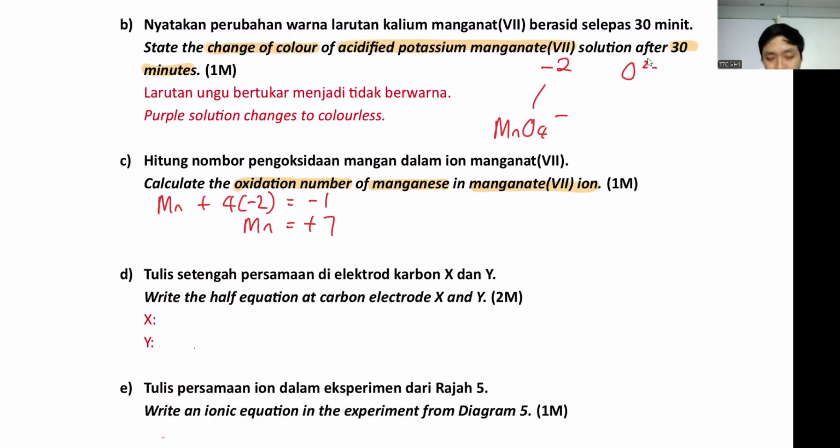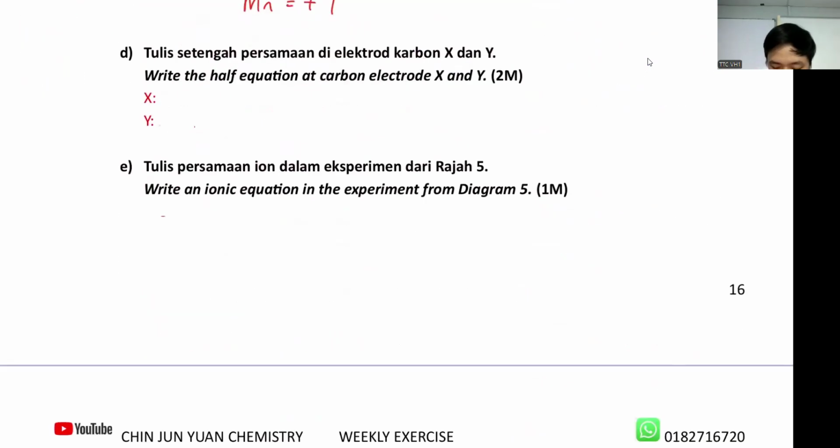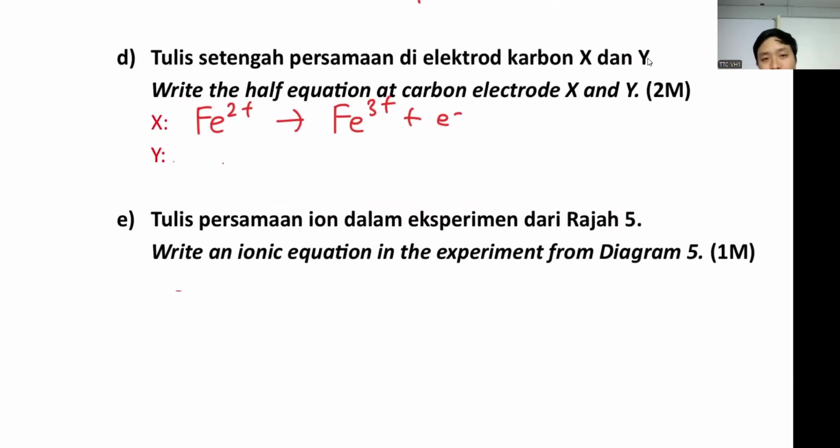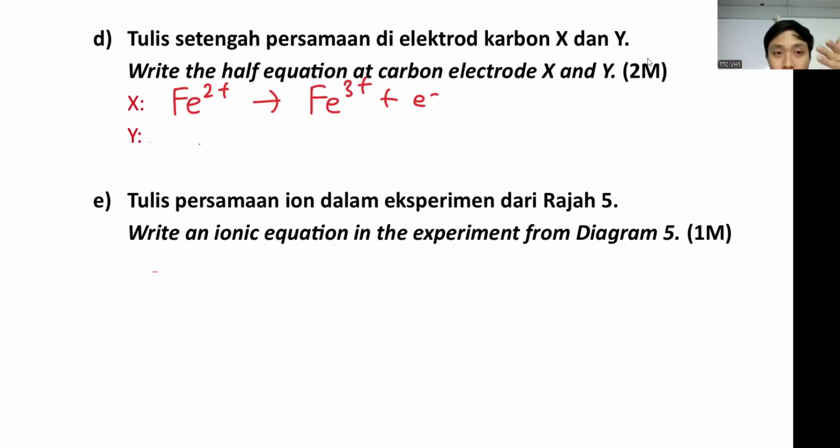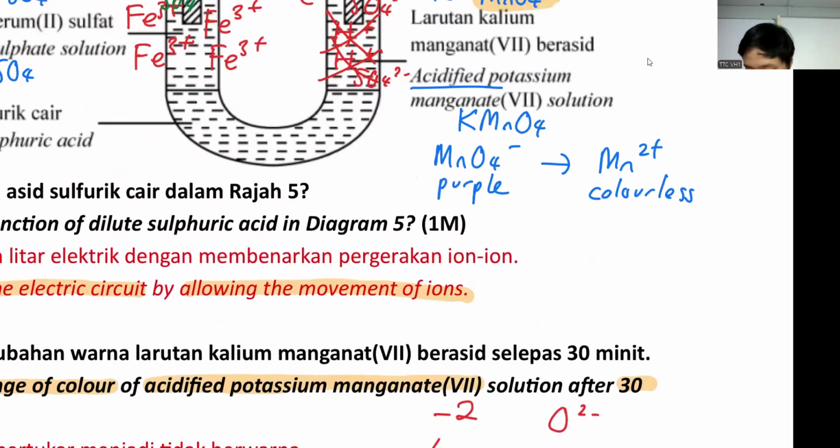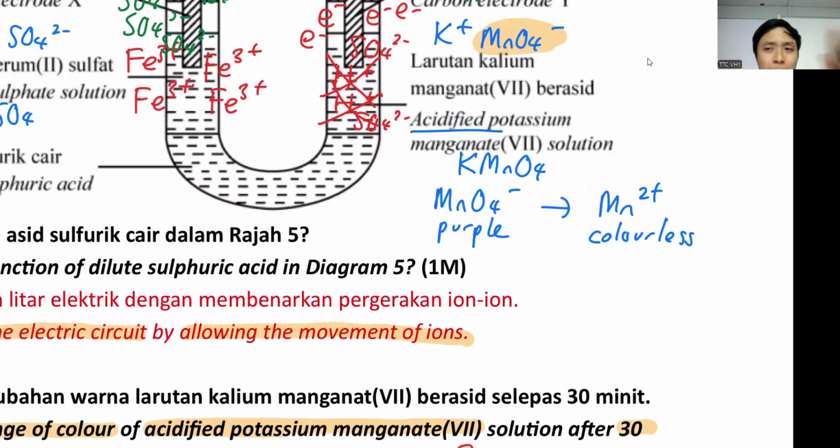Half equation. Very simple. Fe2 plus donates 1 electron, becomes Fe3 plus. Now I teach you the shortcut. Number one, you must remember this ion. This changes MnO4 negative to Mn2 plus. Manganate 7 ion. In Malay, it's called ion manganat 7. Manganate 7 ion becomes manganese 2 ion.